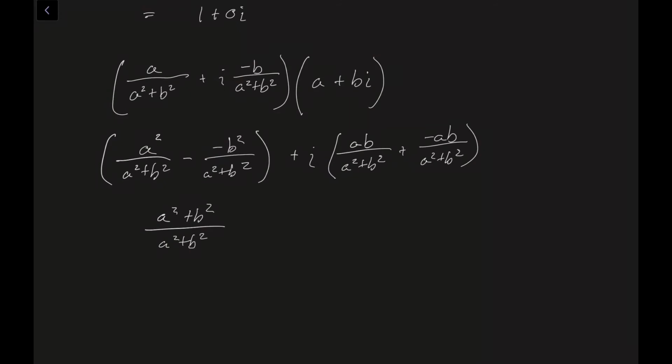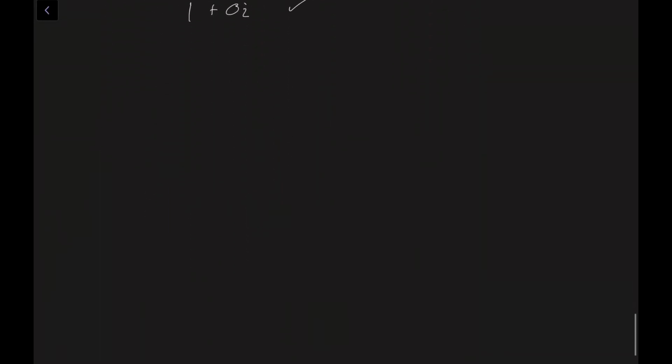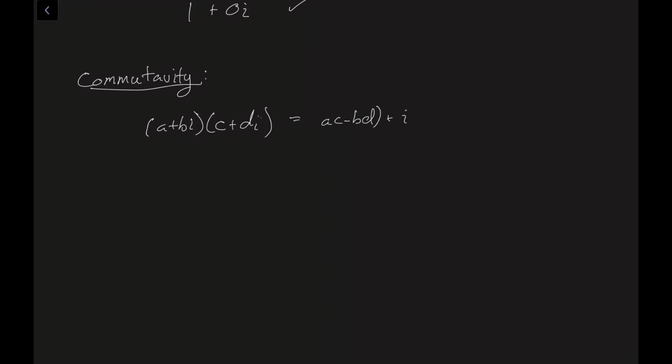And finishing up, we see that the opposite multiplication gives us 1 plus 0i, so our claim for an inverse was true. Finally, we have to show that our structure is commutative. So all we're going to do is take a plus bi and some other complex number, call it c plus di, multiply it in one direction, and then multiply it in the other direction and show that we get the same product either way.